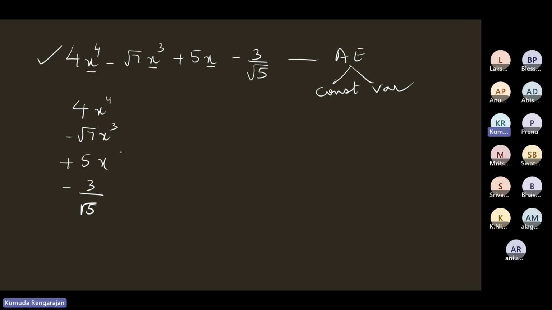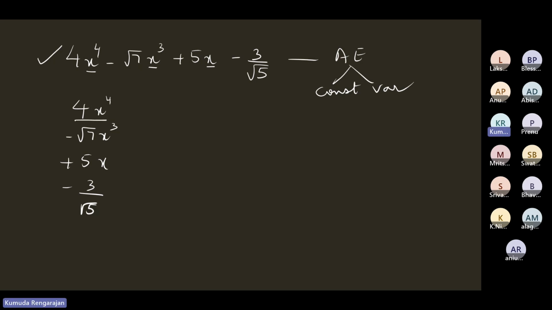You must write the terms along with their signs. Now these are the different terms. So this algebraic expression has 4 terms, and it has only one variable x. The power of x may be different, but there's only one variable x. You don't see y, z or any other variable.